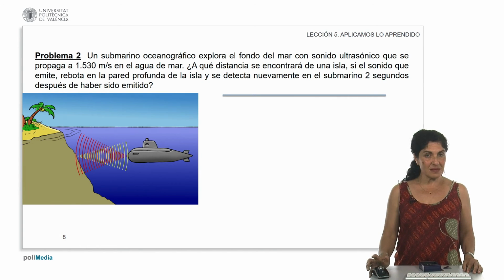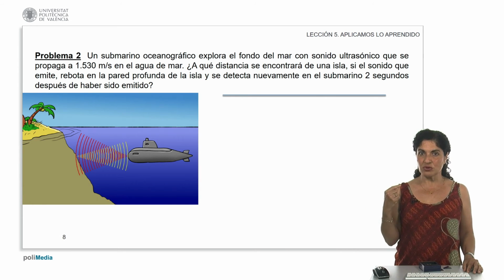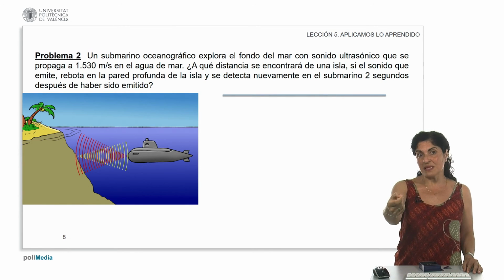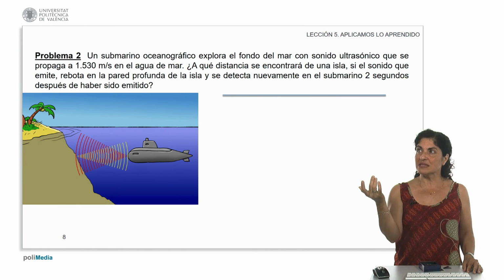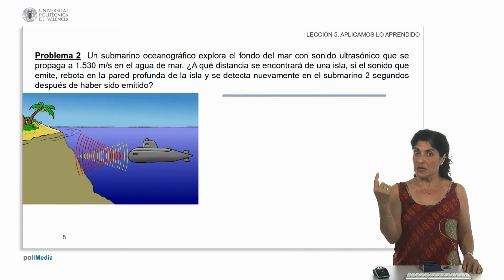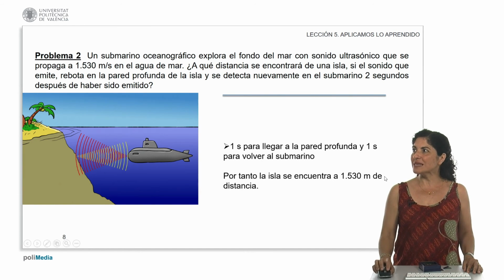We have to take into account that if it is 2 seconds after being emitted, we will have to take 2 seconds to go and return. Then in going, the distance between the submarine and the island corresponds to only 1 second. The time will only be 1 second. Therefore, if the speed is 1,530 meters per second, in 1 second it will have traveled 1,530 meters. We do not need to make any calculation: the island is 1,530 meters away.